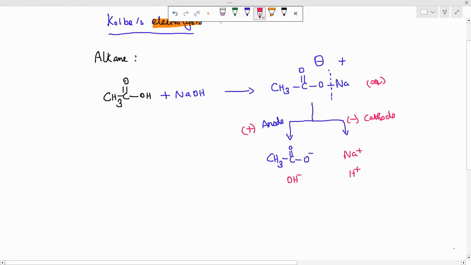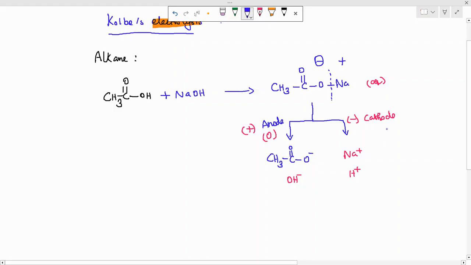In this case, the anode compartment has two kinds of anion. Among them, CH3COO minus will get oxidized more easily than OH minus. Why is the oxidation happening? Because it is connected with the anode. The anode needs electrons because it has a positive charge, right? So it will take the electron from the anion. That's why there will be an oxidation.